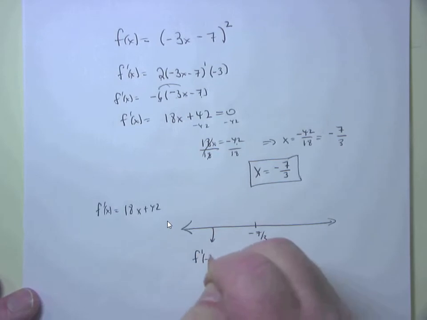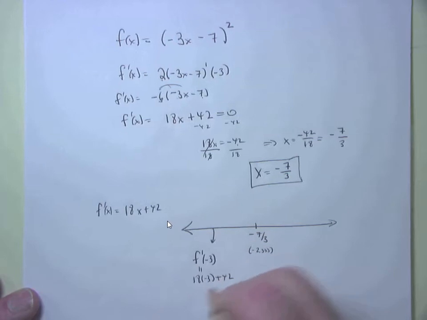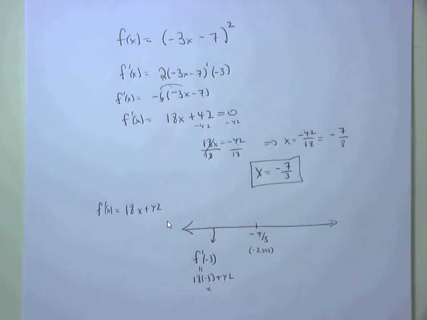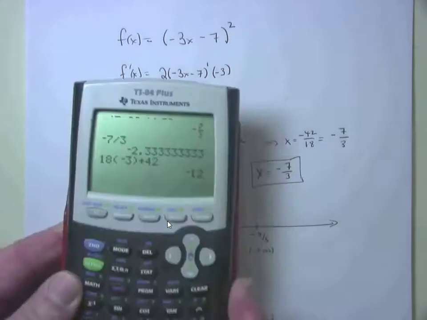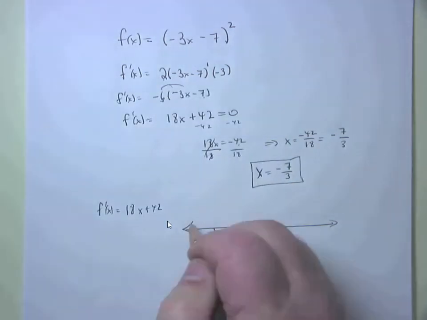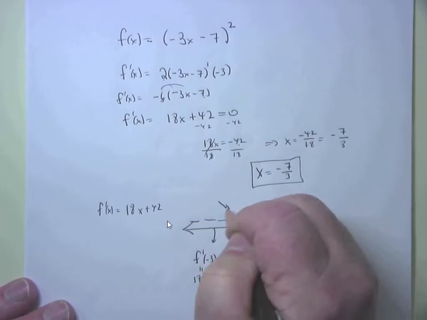F prime of negative 3 would be 18 times negative 3 plus 42. So, putting it on my calculator, 18 times negative 3 plus 42 is negative 12. All I literally did was put it on my calculator there. Negative 12, which means it's negative, which means I am decreasing in that interval.